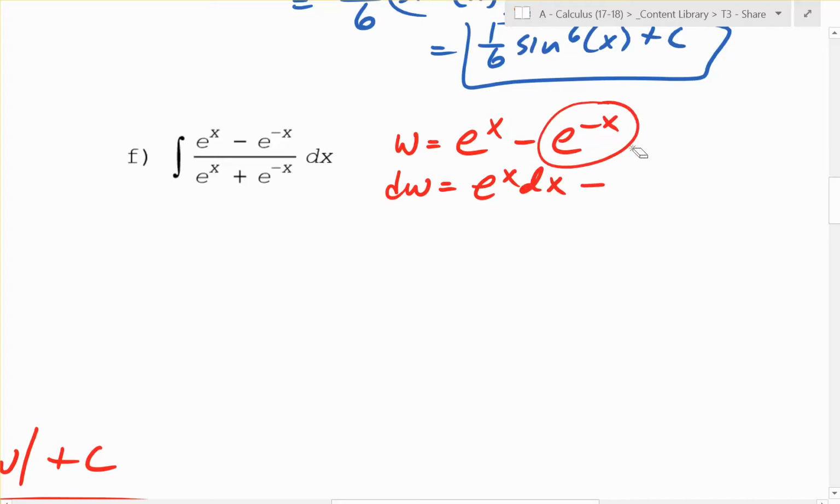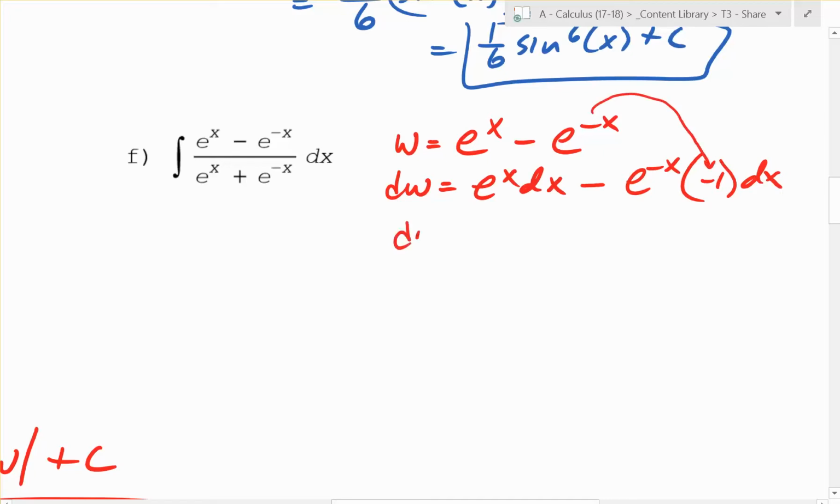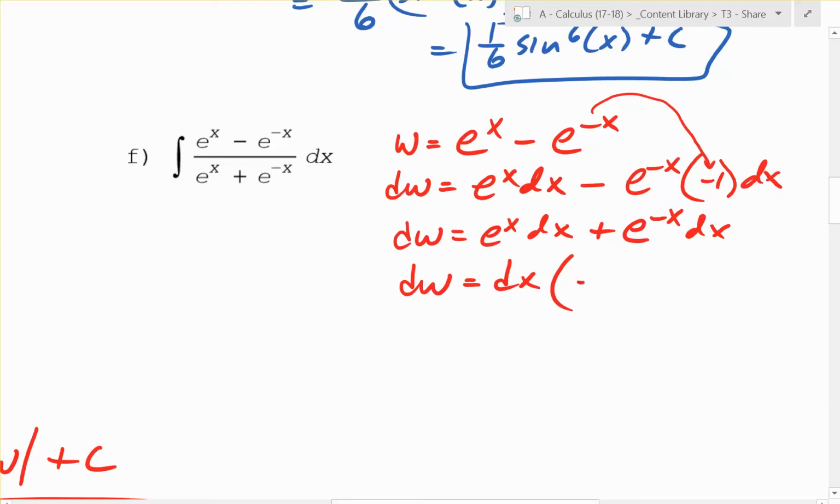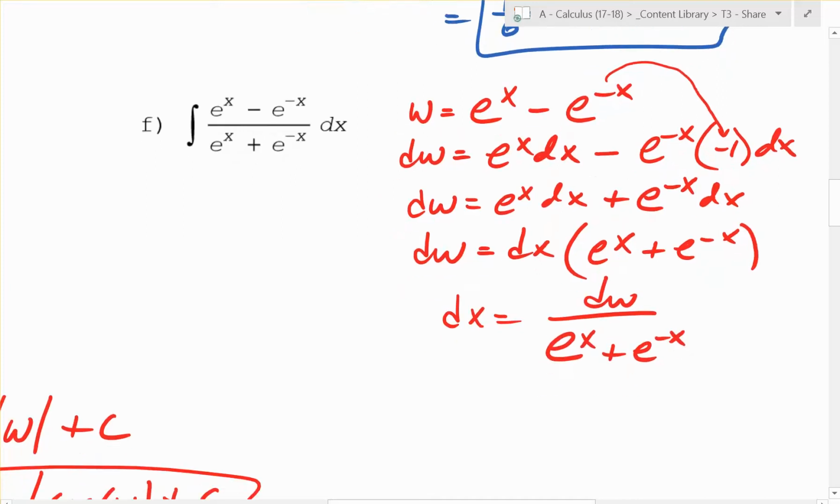So let's see what happens here. If we do the derivative of this, you end up with minus e to the negative x times negative 1 dx. Because of the chain rule, that negative sign goes right there. So what do we end up with? dw is equal to e to the x dx plus e to the negative x dx. So dw, what we can factor out of dx, is e to the x plus e to the negative x. So dx is equal to dw over e to the x plus e to the negative x, like that.